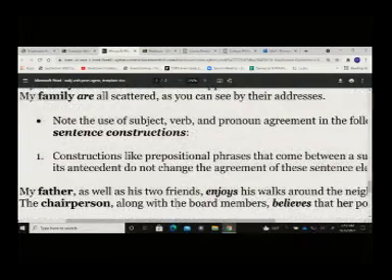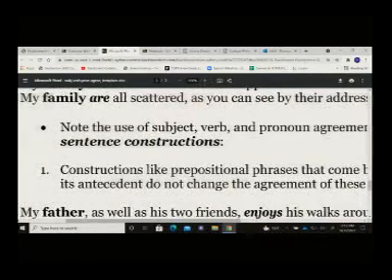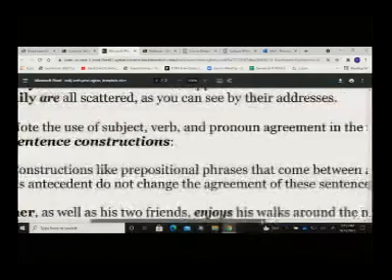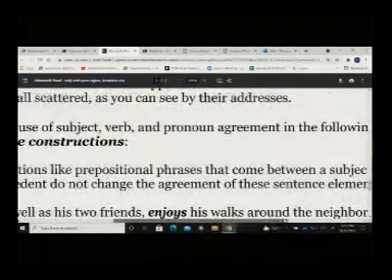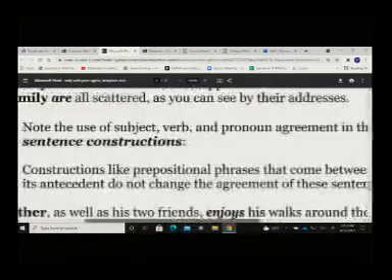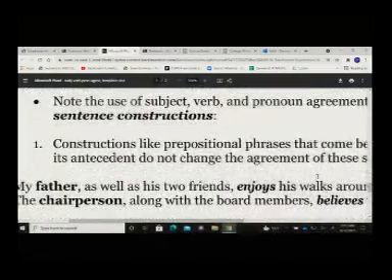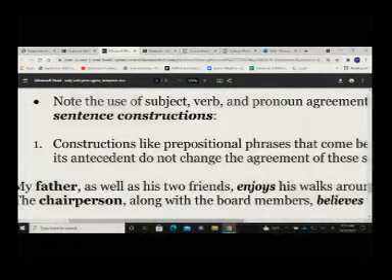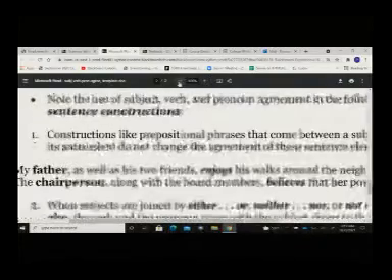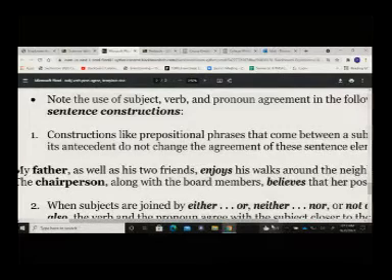And so now they give you some more examples here, or they give you a couple of really good rules. The first one is about the use of constructions like prepositional phrases that come between a pronoun, a noun, a subject, and its antecedent do not change the agreement. So remember how I told you to circle those prepositional phrases? Well, there was also another kind of phrase, and these are non-essential phrases, non-essential clauses. My father, as well as his two friends, enjoys his walks around the neighborhood.